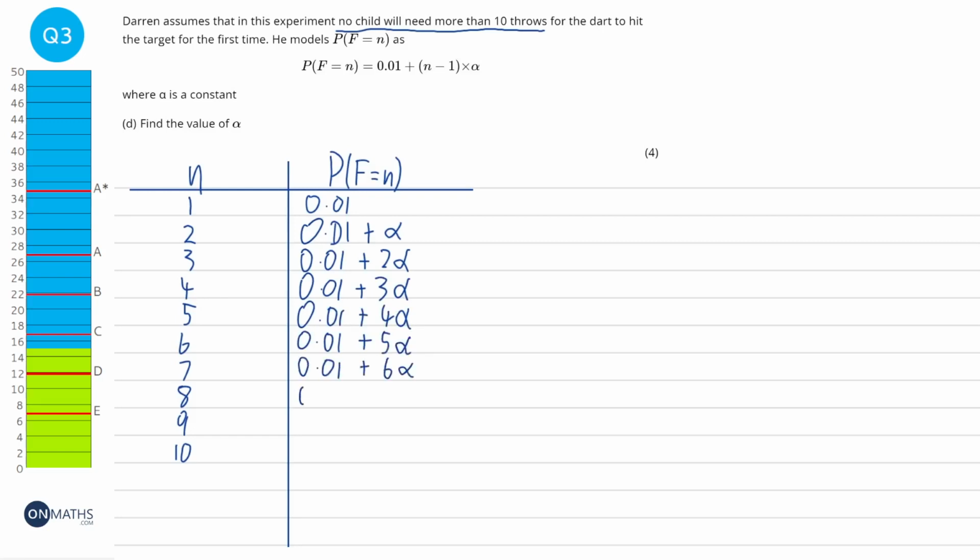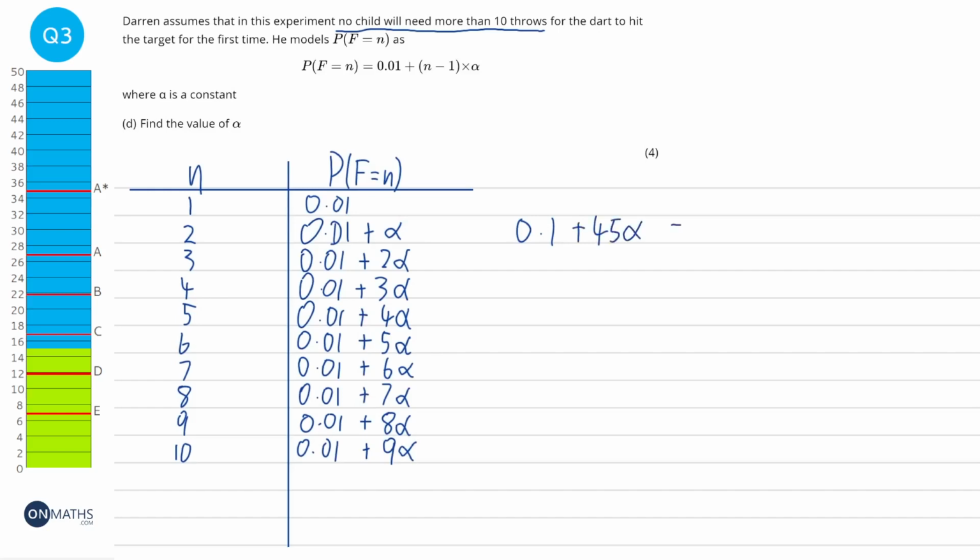And I don't know, if you can do this quickly, it's probably worth writing all these out. Because I find sometimes when I try and do things in my head, especially under the pressure of the exam, you can make mistakes. So we can see here that we've got 10 lots of 0.01s. So 10 lots of that would be 0.1 when we add those all together. And here we're just going to count up the alphas, and that's going to be 45 alphas.